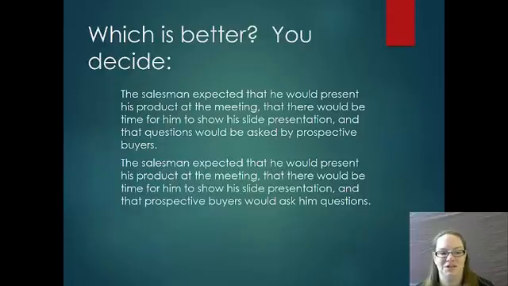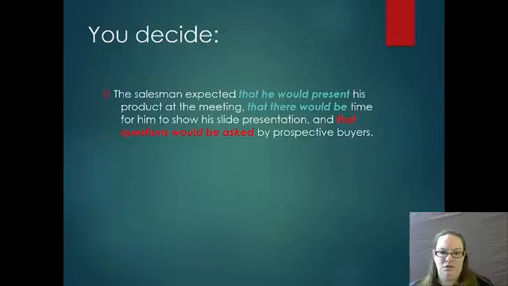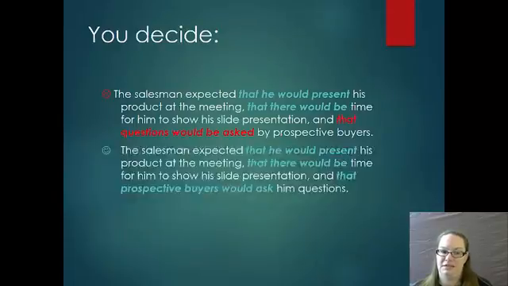Okay, here's another choice for you. The salesman expected that he would present his product at the meeting, that there would be time for him to show his slide presentation, and that questions would be asked by prospective buyers. The salesman expected that he would present his product at the meeting, that there would be time for him to show his slide presentation, and that prospective buyers would ask him questions. Okay. So here we have that he would present, that there would be, and that questions would be asked. We have a change now in that structure where it's not parallel anymore. So the better version is the second one: that he would present, that there would be, that prospective buyers would ask.